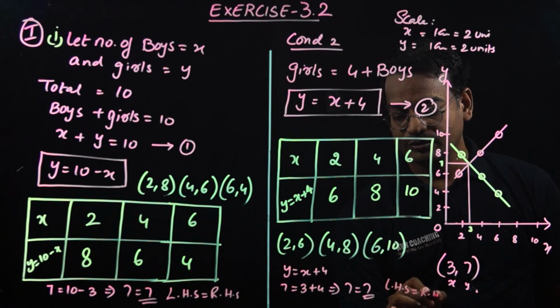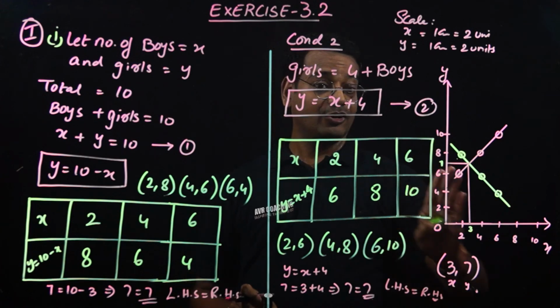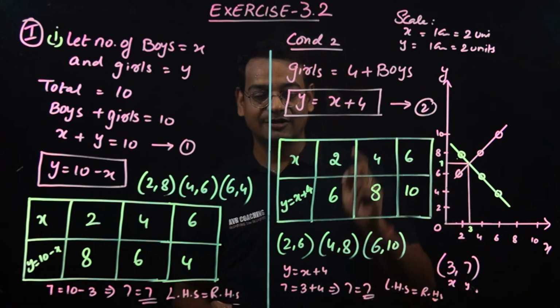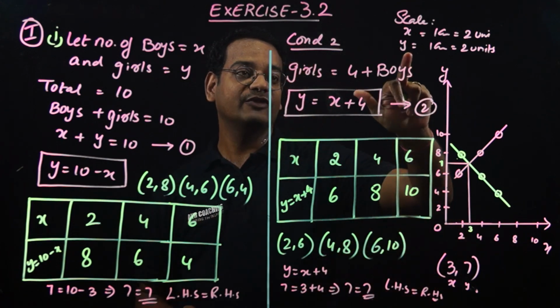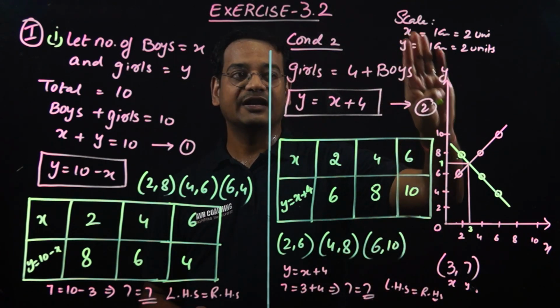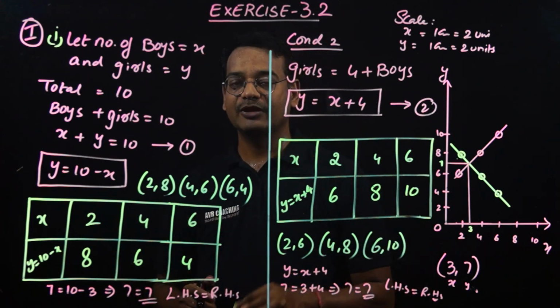This is a very simple problem. Fortunately we got the graph correct, but you have to do it on graph paper only. And very important, when you are doing the graph you have to write the scale for the x-axis and y-axis. Hope you understood the problem. Okay, thank you so much.